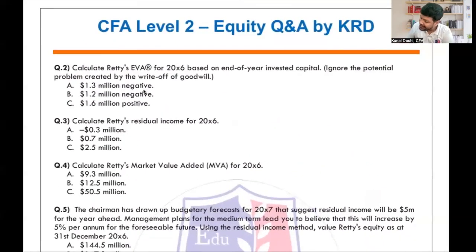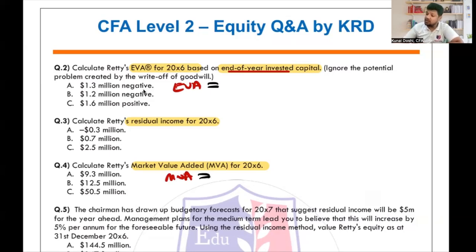Next, calculate RETI's EVA based on the year-end invested capital. They've clarified it, everyone. And let me also tell you, they have asked for residual income also. They've asked you for the market value added. So basically everything you have done in residual income, we have to calculate for all. We have to calculate EVA, MVA, and residual income. For EVA and MVA, let me ask you all, what is the formula? Economic value added, market value added.